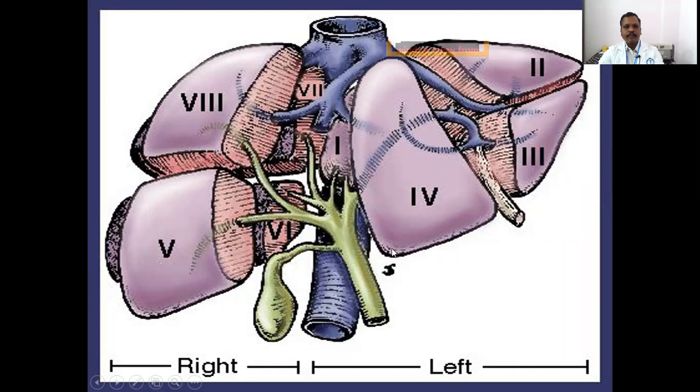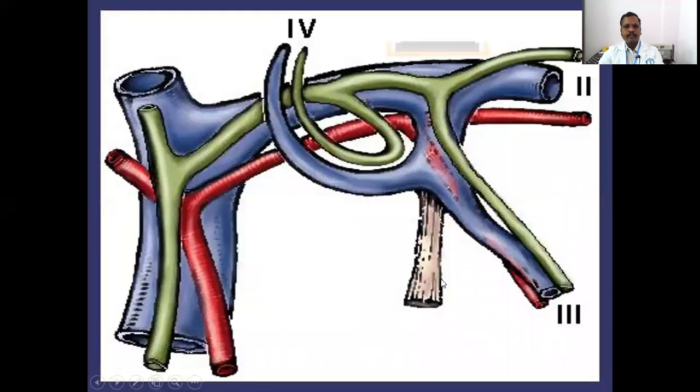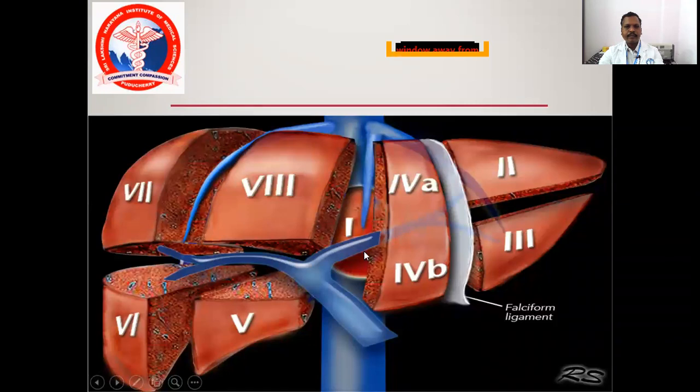Similarly, you have a biliary tree according to each segment, and each segment has three components: a hepatic artery, a vein, and a duct. The falciform ligament divides the liver into two lobes, left and right. In the left we have segments 2 and 3. Segment 1 is the caudate lobe. Segment 4 is again divided into A and B, followed by segments 5, 6, 7, and 8. This is how the segments are.